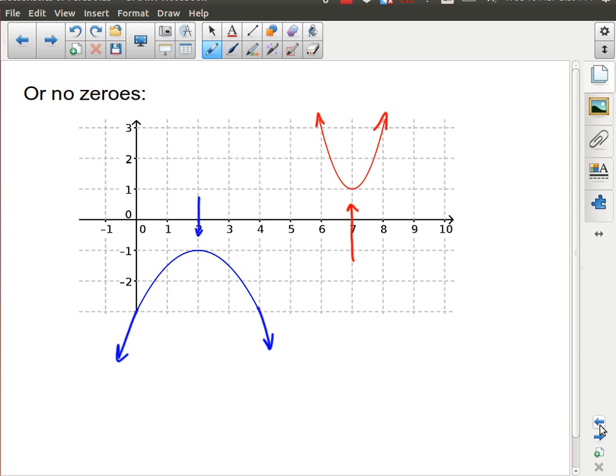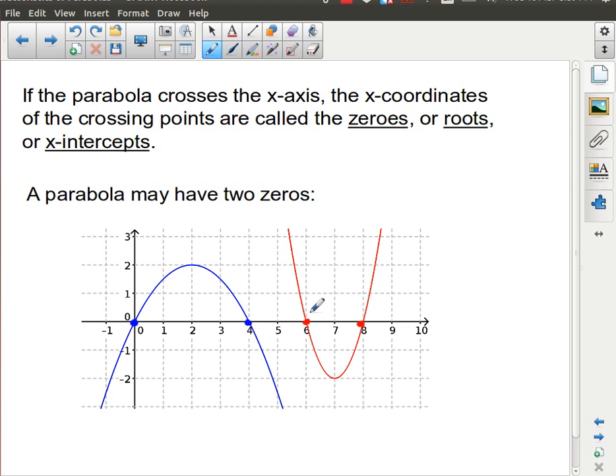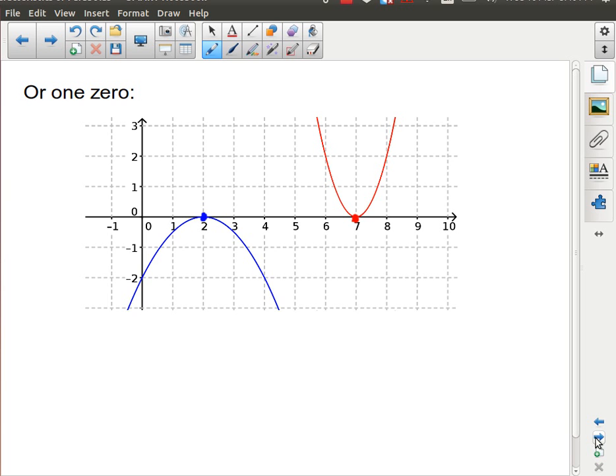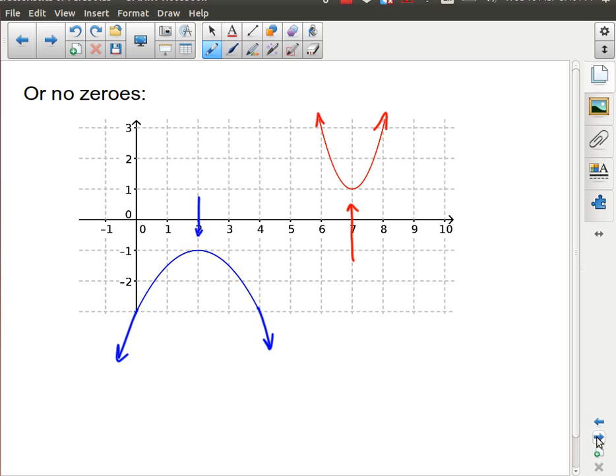You could have two zeros in a parabola. I'll just focus on the red one. 2 zeros in the parabola, crosses the x-axis twice. You might hear that referred to as roots, and of course x-intercepts. The definition for an x-intercept stays the same, which is set y equal to 0. So x-intercepts, zeros, and roots are all interchangeable terms when it comes to parabolas. So that's 2, only 1, and finally 0.